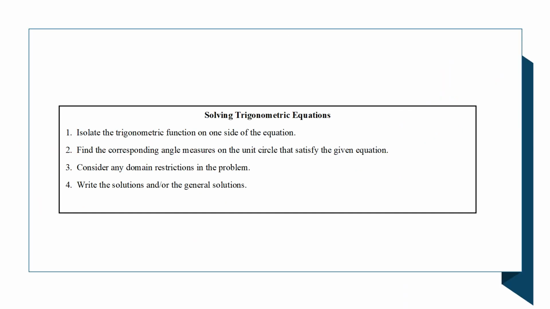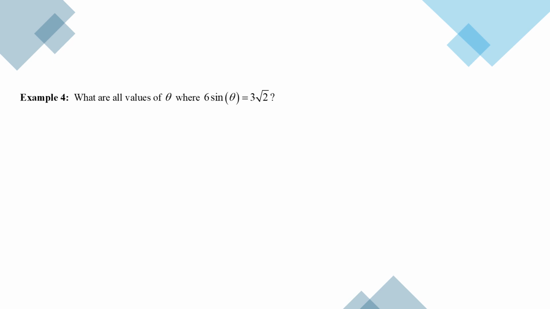All right, so when we are solving trig equations, there are 4 steps that we're going to follow. We isolate the trig function on one side of the equation. We find corresponding angle measurements using the unit circle that satisfy the given equation, and then consider any domain restriction. So if it comes down to trig inverse, we have to consider domain restrictions, and then write the solution and/or general solution, depending on if we're given a domain restriction or not. Okay, so let's use this to navigate through here.